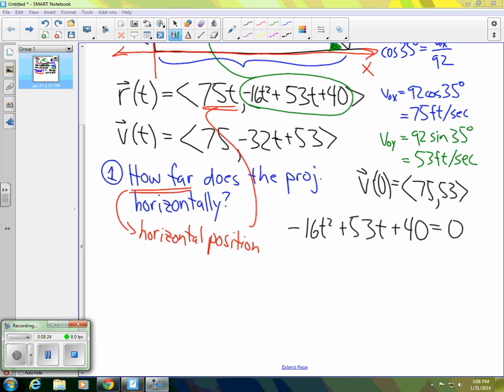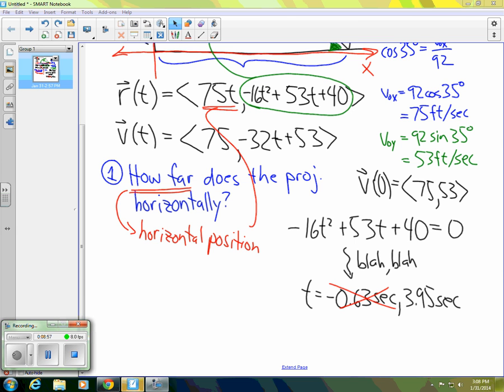So we have to solve that for t, and that's going to be a bunch of quadratic formula stuff. And when we apply the quadratic formula to that, what we're going to find is that t equals negative 0.63 seconds and 3.95 seconds. Now, the negative time is obviously before this thing's even launched, so that's not useful to us. And so it's the 3.95 seconds that we're interested in. So this is the time when it hits the ground.